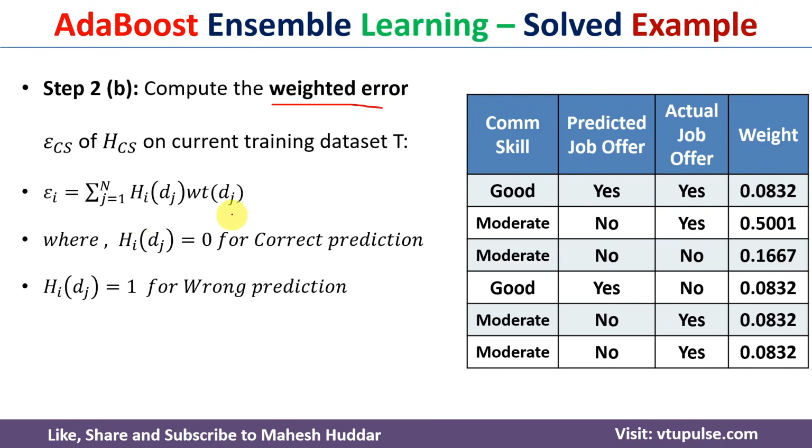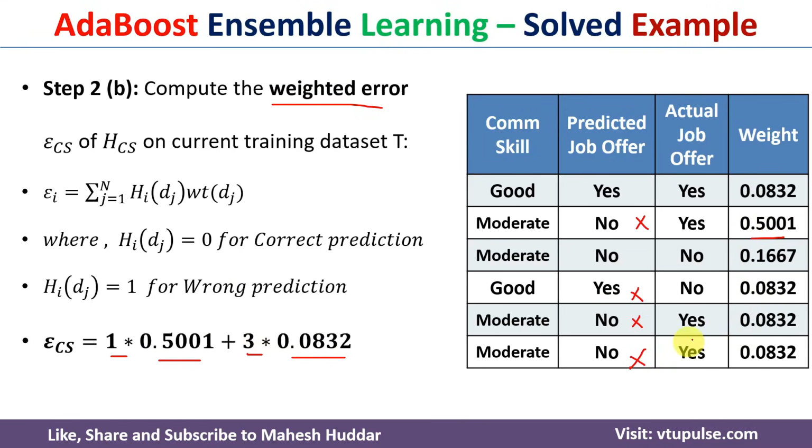Again, we have to use the same equation. In this case, as said earlier, there are four incorrect classifications. For these four incorrect classifications, three are having the same weight, but one is having a different weight here. So 1 multiplied by the weight here, because one incorrect classification multiplied by its weight, remaining 3 multiplied by their weight, that is 0.0832 here. So once you calculate, the weighted error is equal to 0.7497 in this case.